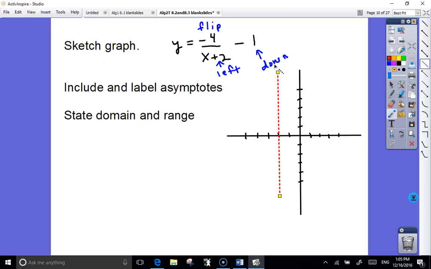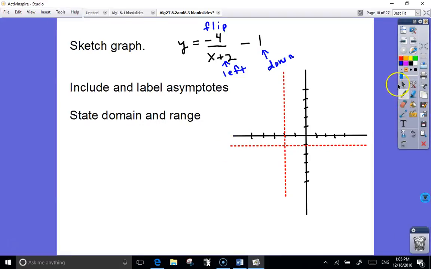And down 1, that's going to be about right there. And then I'm going to label them, because I always said to label them. X equals negative 2. Y equals negative 1.